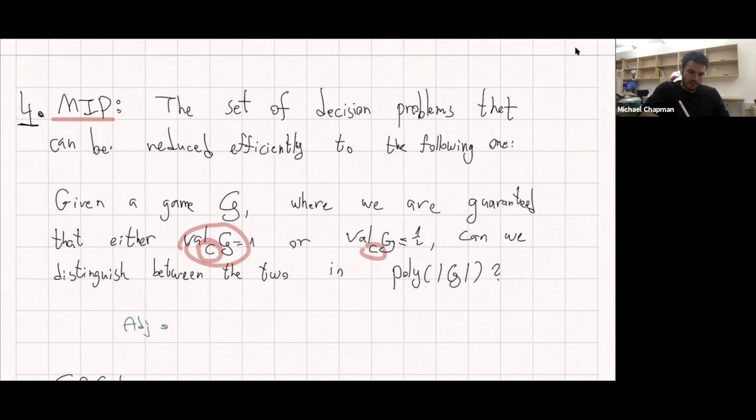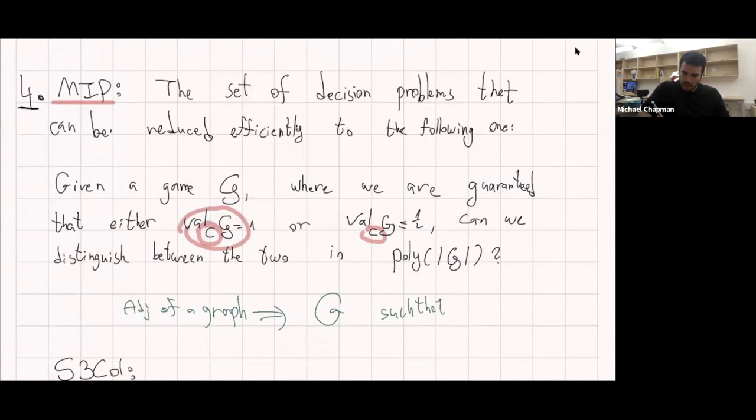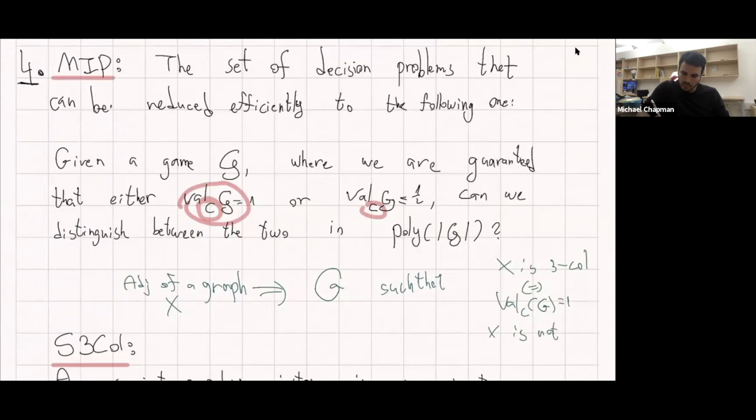You want to translate it to a game such that a graph, let's call it X, is recolorable if and only if the classical value of the game is one, and X is not recolorable if and only if the classical value of the game is smaller or equal to 1/2.